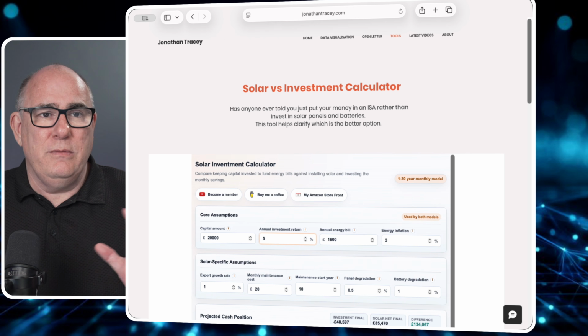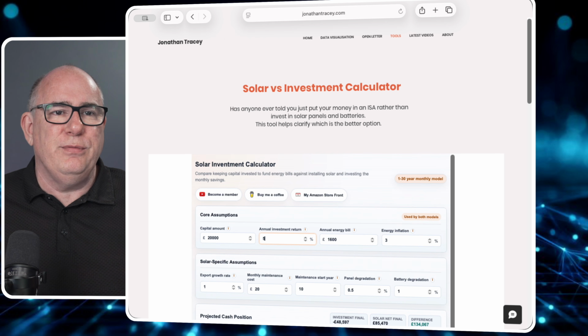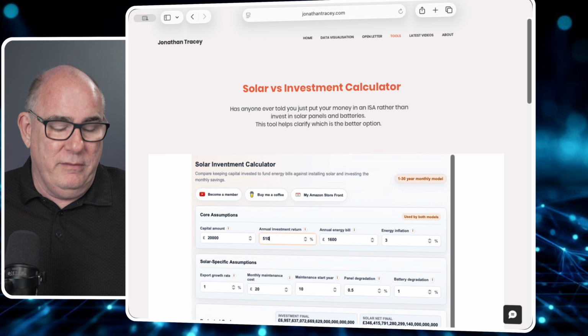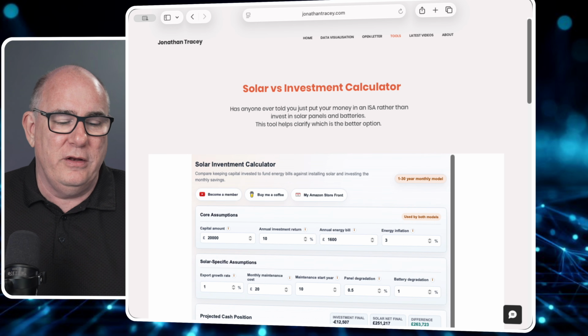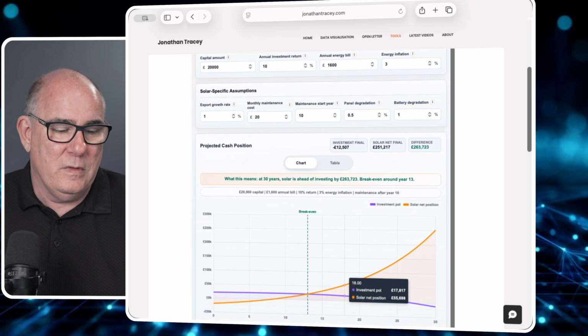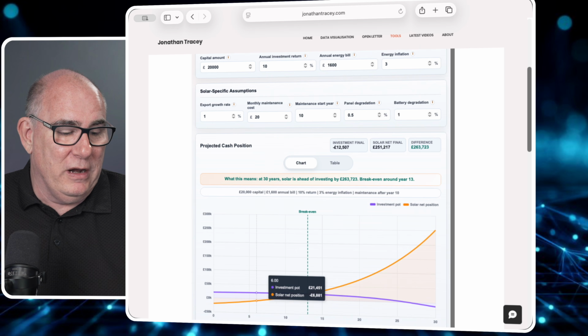Let's say you think, actually, my investment strategy is paying off really well. I'm going to say I'm going to get a 10% annual return. What does that do to our numbers? Well, it changes the shape of the graph quite a lot.